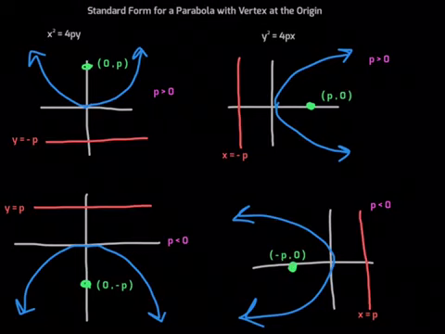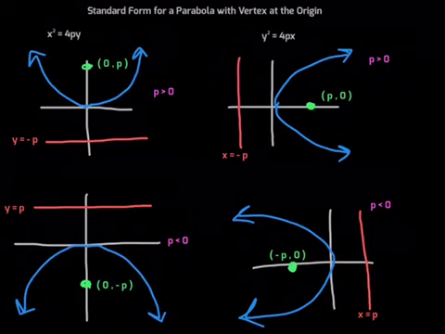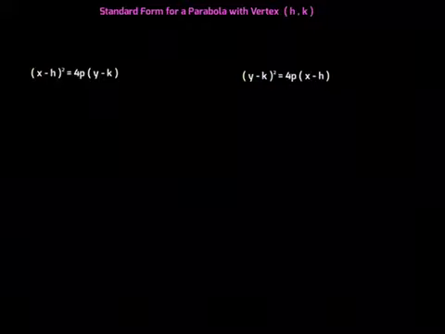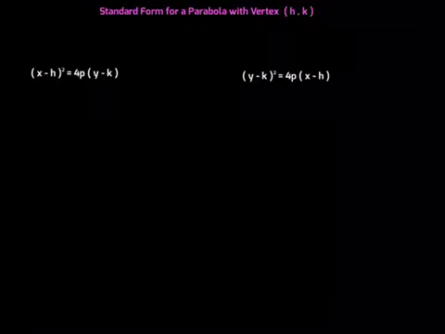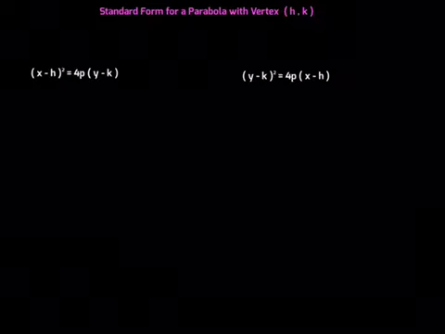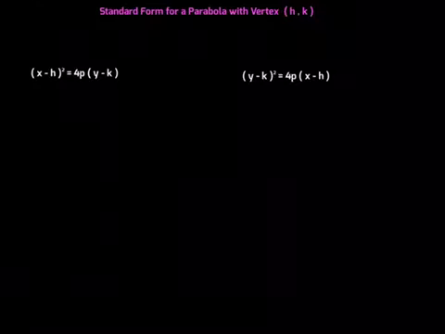All right, everybody, so this is it. All I'm going to do now is apply what we've just studied to a parabola that has been shifted to the left or to the right or up and down. All of this applies to transformations of our parabolas. These are the two forms for the standard form of the equation of a parabola whose vertex is now h comma k.